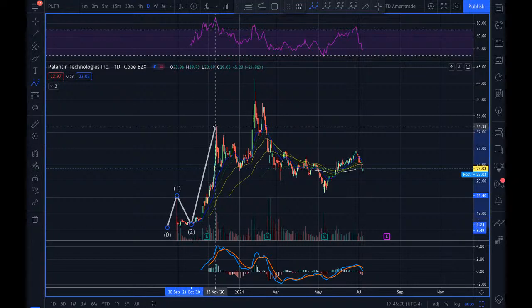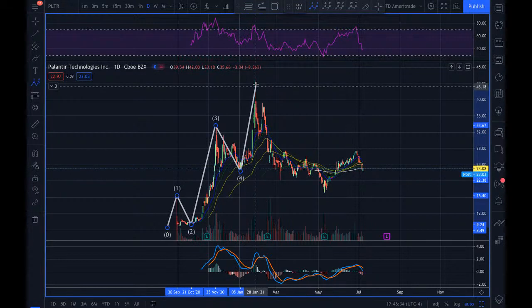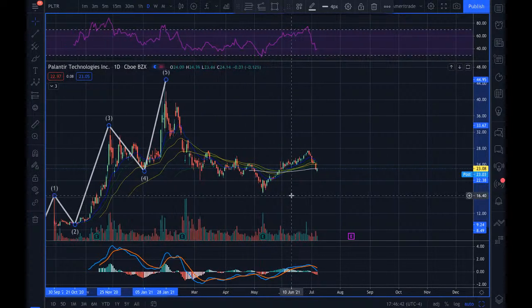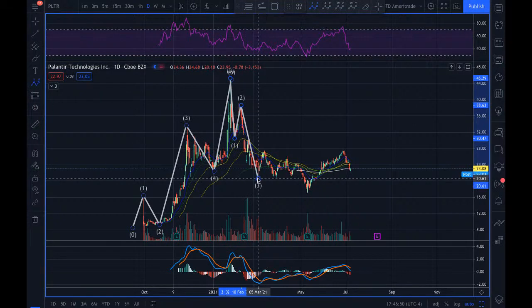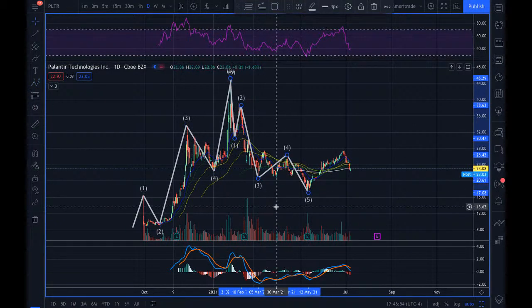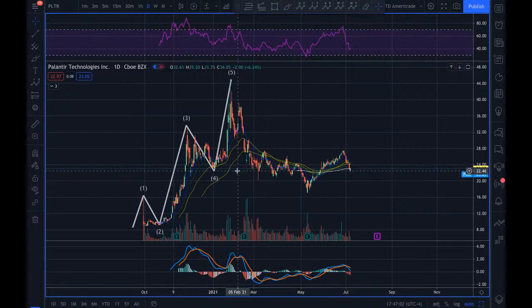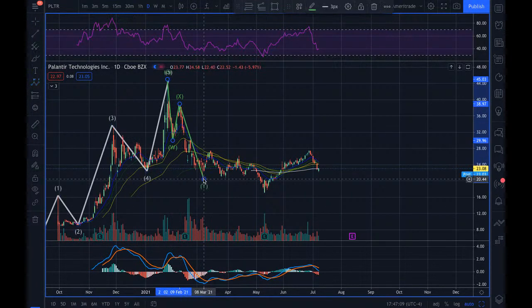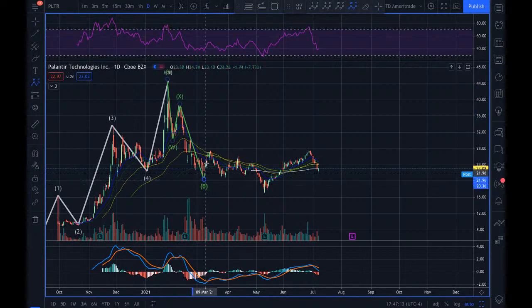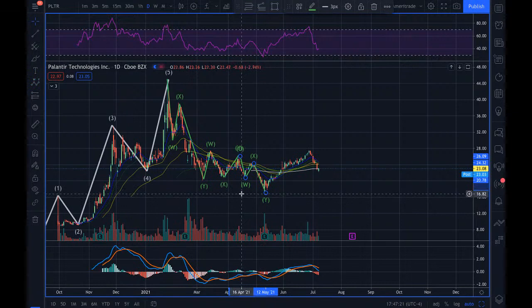1, and then this is 2, 3, 4, 5. So that looks done. And then what do we have here? Is this 5 waves down? Probably not, because I see 3 waves right here. So I think this is more like WXY, and then WXY, and then WXY. That's kind of what that looks like to me, but let me zoom in.